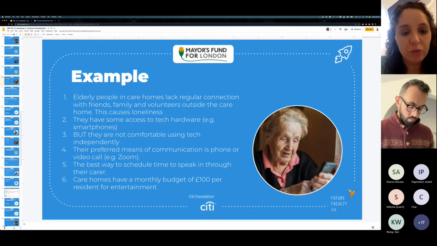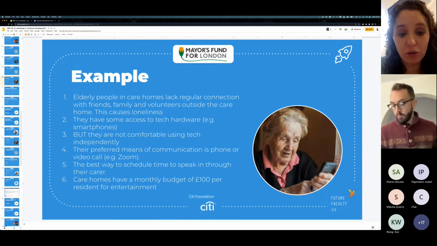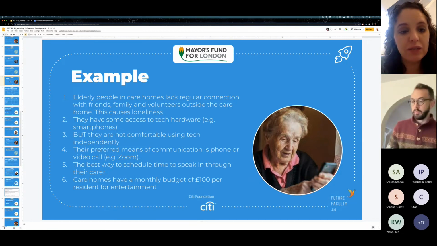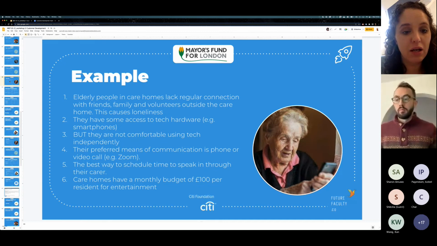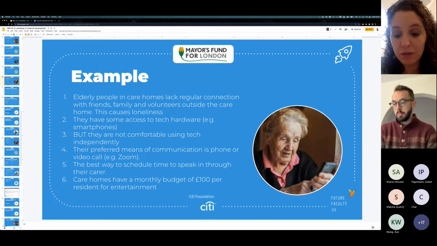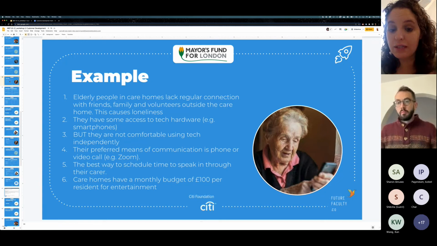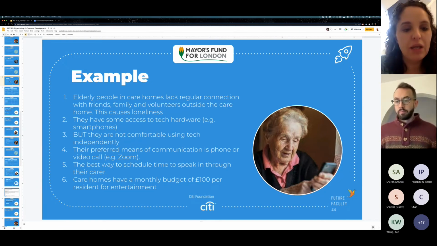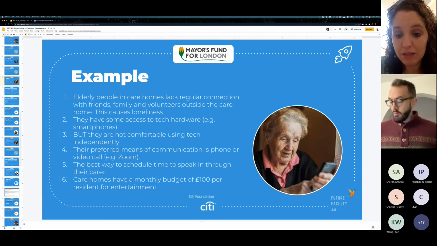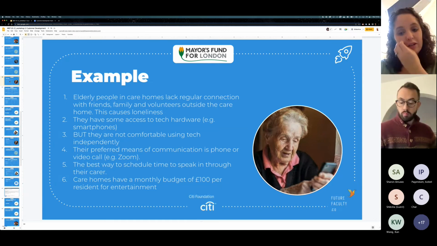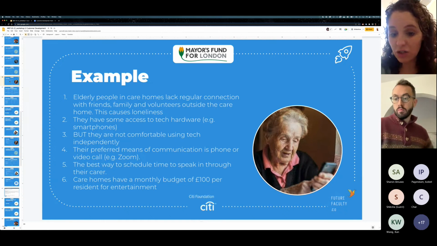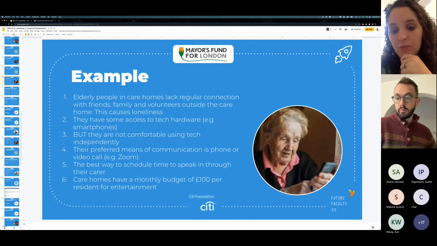But they are not comfortable using tech independently. Their preferred means of communication is the phone or a video call, for example, Zoom. And the best way to schedule a time to speak is through their carer, because they're not going to be able to do it themselves. Again, we assume all of this may or may not be true. Care homes have a monthly budget of about £100 per resident for entertainment. So these are all assumptions that we have made along the way, and we now need to form the questions to test these hypotheses and make sure that we are actually making the correct assumptions.